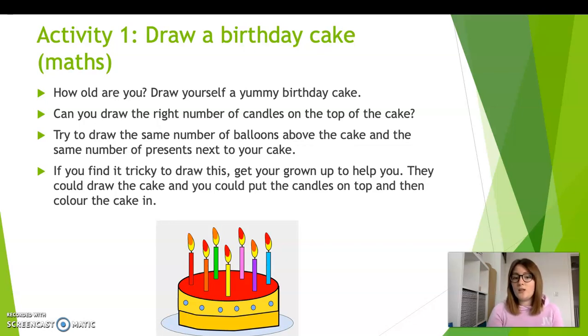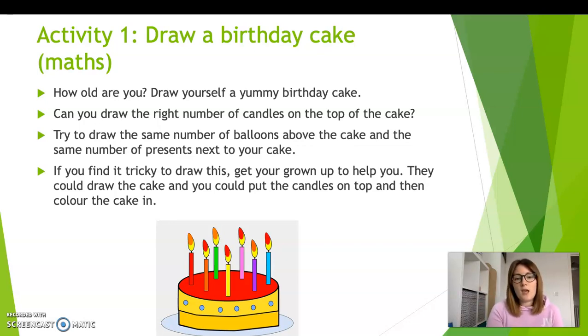If you can do that and you can draw the candles on there, I want you to try and draw the same number of balloons on your picture and the same number of presents as well. So that means if you're 4 years old, you're going to draw 4 candles on your cake, 4 balloons on your picture, and 4 presents on your picture. I want your balloons to be above the cake, and I want your presents to be next to the cake. So see if you can do that on your picture.